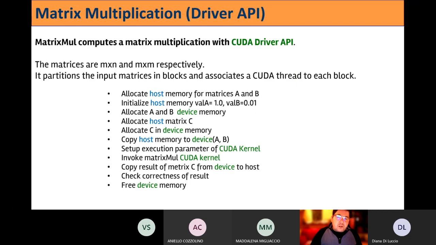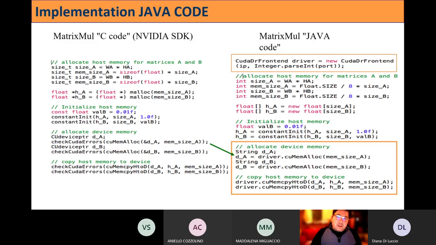We have the usual approach to test GVirtuS behavior using matrix multiplication. In this case, it is really similar to the one used in the first benchmark, but of course it doesn't use MPI. This is the code: on the left, the original matrix multiply code in C from the NVIDIA SDK.